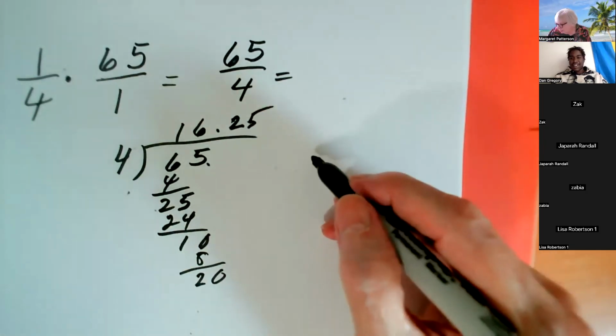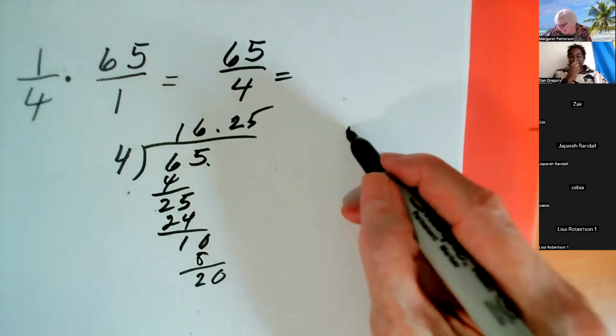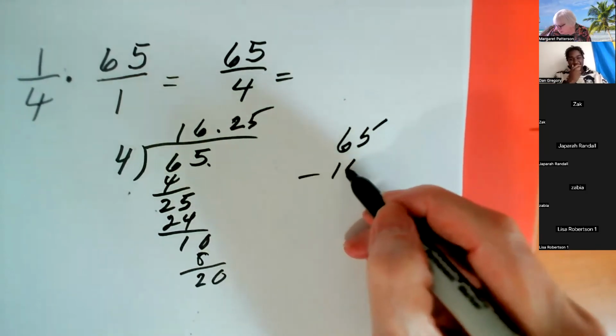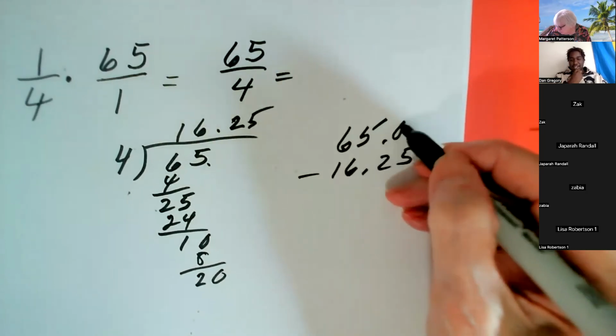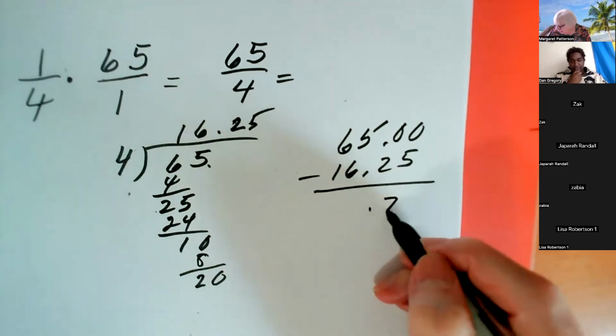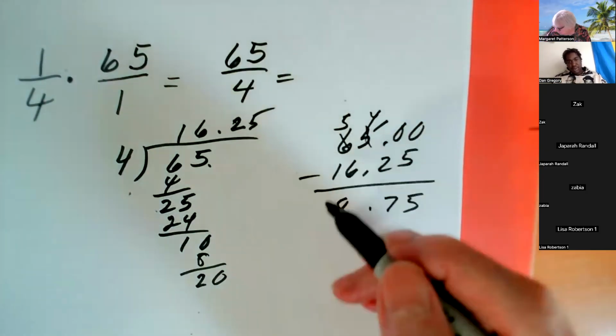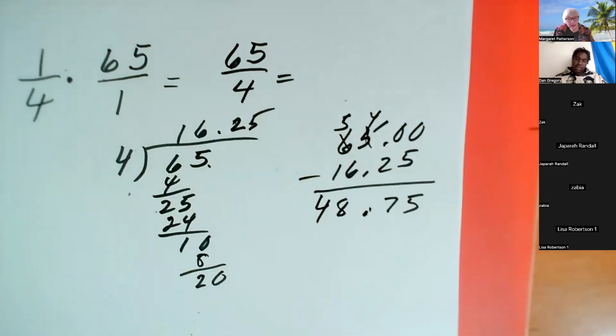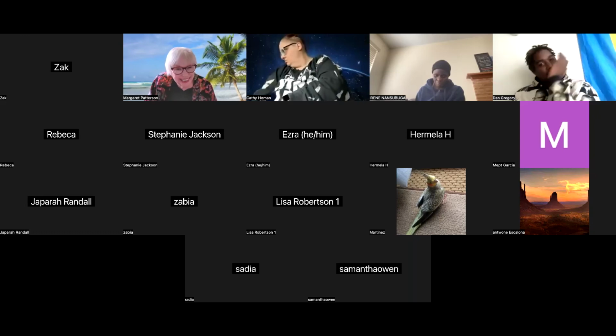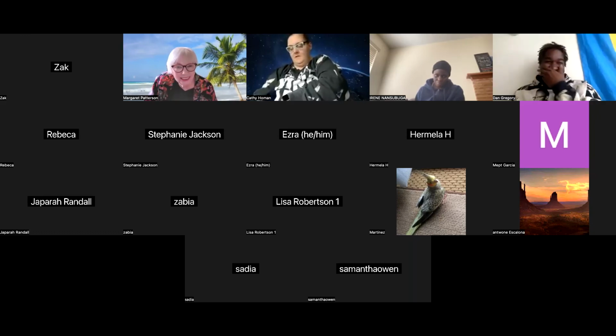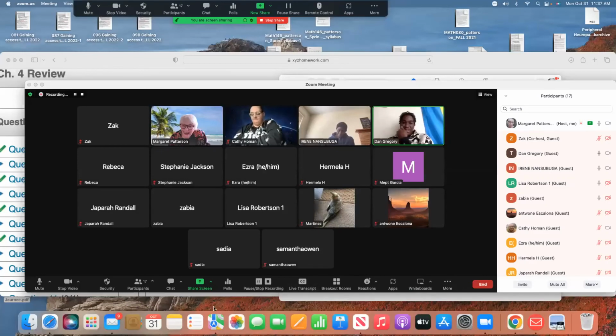Well, I see what you're doing. 65 take away 16.25. We're borrowing here. Does that seem about right? If we're wrong, and of course we did something crazy here, let's find out. I want to see if this technique works. Just take off a penny if we want. Take off 1 penny.